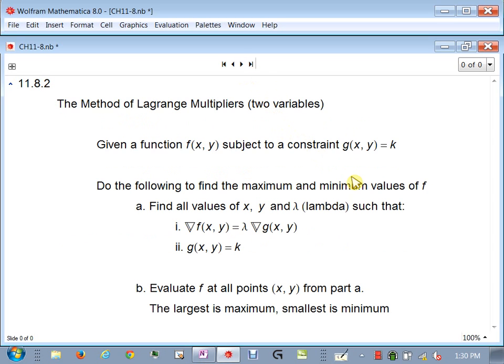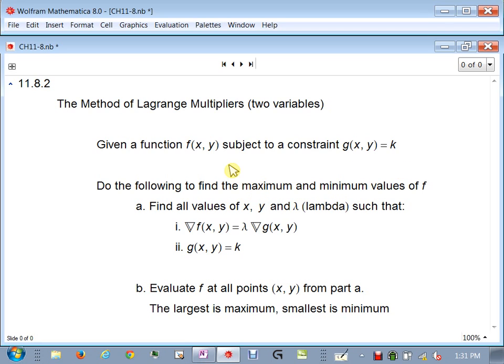And here's the method. The method that we're going to start with is the Lagrange multiplier method when we have 2 variables. 2 variables means that we have a function f of x, y. So that's a surface, right? And we are going to subject it to a constraint, g of x, y equals k. First, I'm going to show you the formulas and the actual technique of what we're going to do, and then I'm going to try and explain it geometrically. It's a tough sell, but I'm going to try and do it.